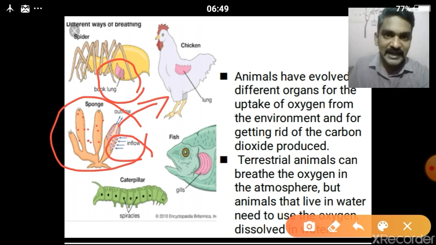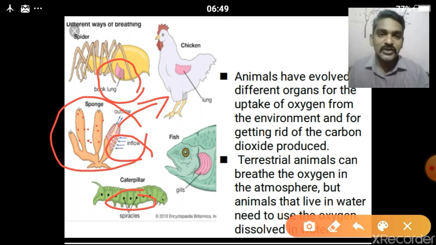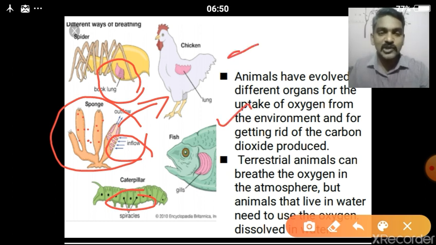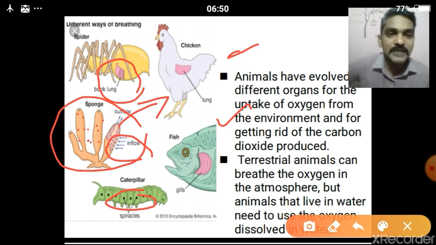When you go to the caterpillars, you can see the black dots here. They are called spiracles. They are small openings. Through these openings only, the exchange of gases will be taking place. You can see each segment will be having a spiracle, and through this spiracle only the exchange of gases will be taking place. Then if you go to the aquatic as well as terrestrial organisms, in the case of aquatic organisms, gills will be helping. In the case of chicken, that is a terrestrial organism, lungs will be helping.